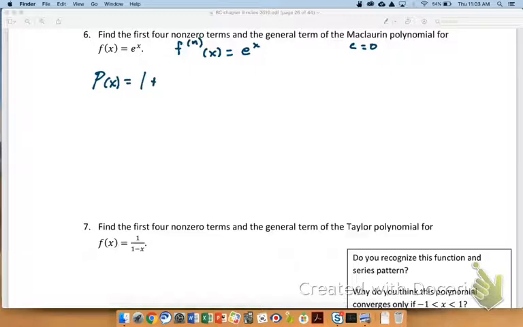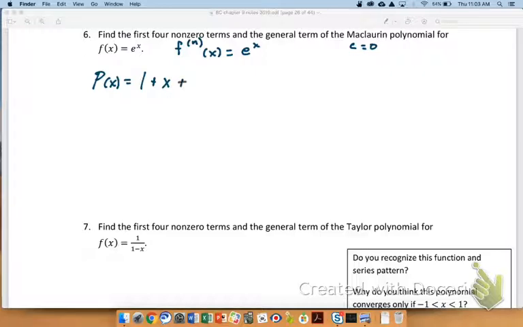Now the next term is going to be f prime of 0 times x. And so what's that? Just x. So remember from yesterday, if I stopped right there, what's that? It's the tangent line. That's the equation of the tangent line, right? So I could stop right there, but it does want the first 4 non-zero terms.